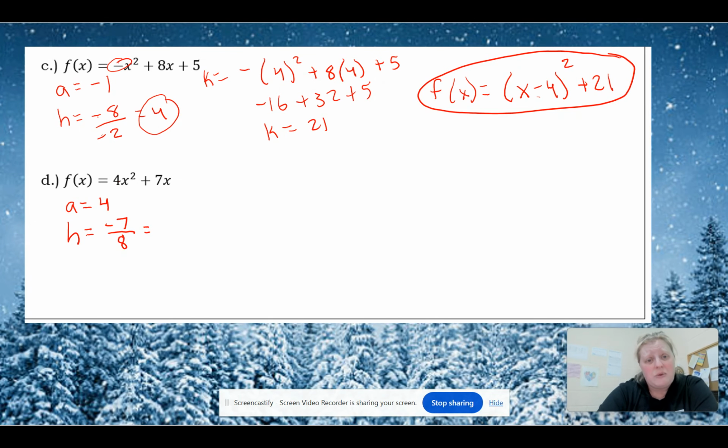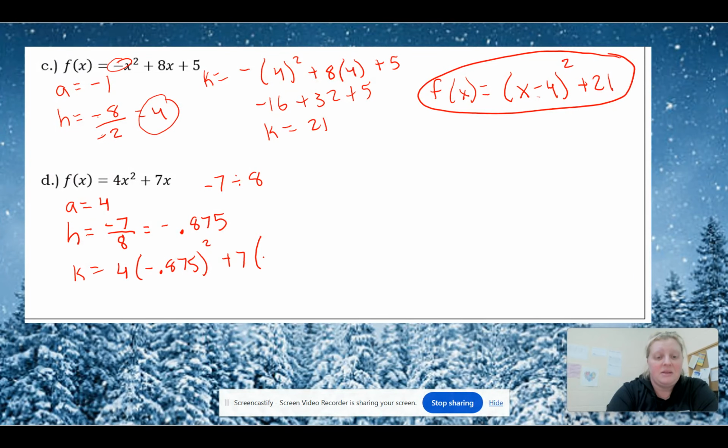It is going to be a nuisance to type that in a calculator, and a lot of times kids type it in wrong when you're typing fractions, so it's probably best to convert it to decimal form. If you're not sure how to do that, you just do -7 divided by 8. That should get you -0.875. Then what you're going to do is you're going to take that term, you're going to substitute your H back in for x, so -0.875 squared plus 7 parenthesis -0.875.